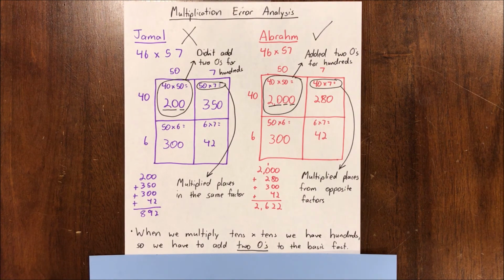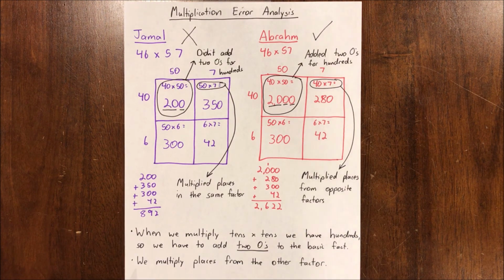And what about multiplying places? Should we multiply places from the same factor or different factors? Say it out loud. Right, we have to multiply places from different factors. I captured it here. Read it with me. We multiply places from the other factor. Awesome. Go ahead and click on the arrow and move to the next slide.